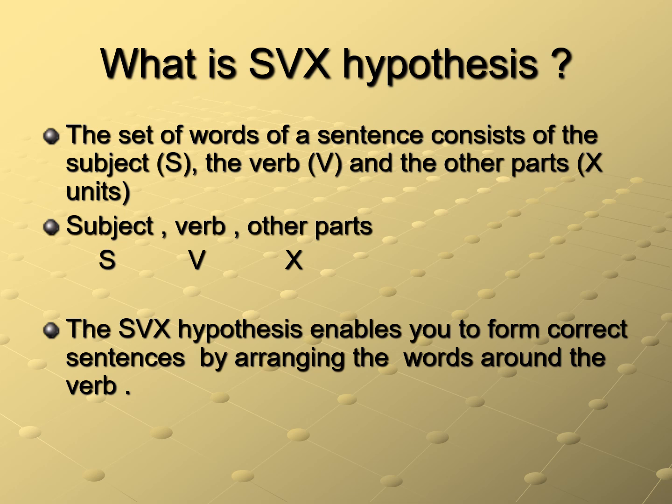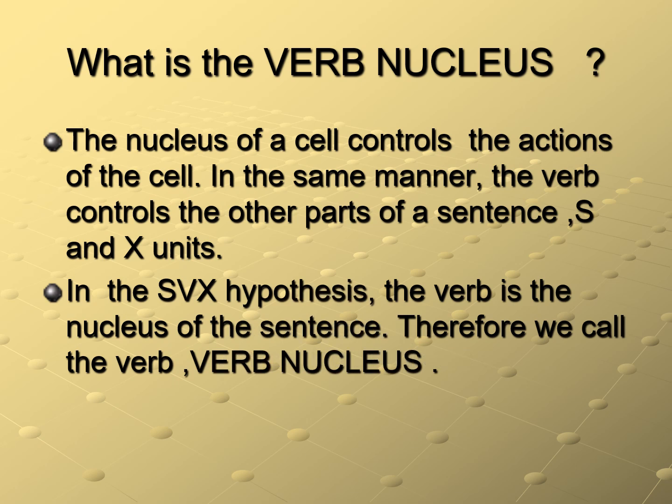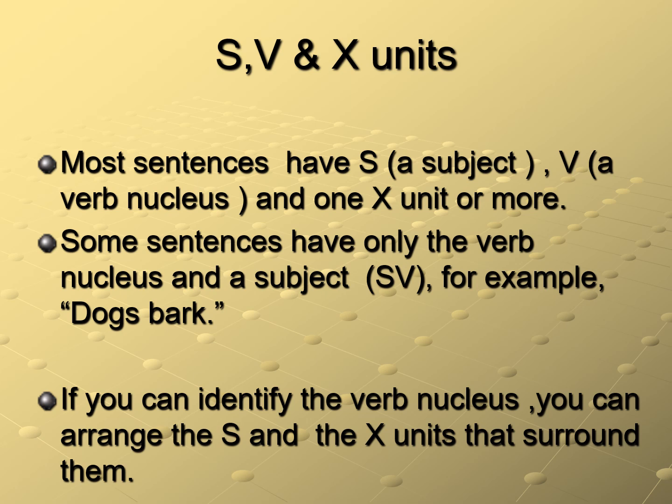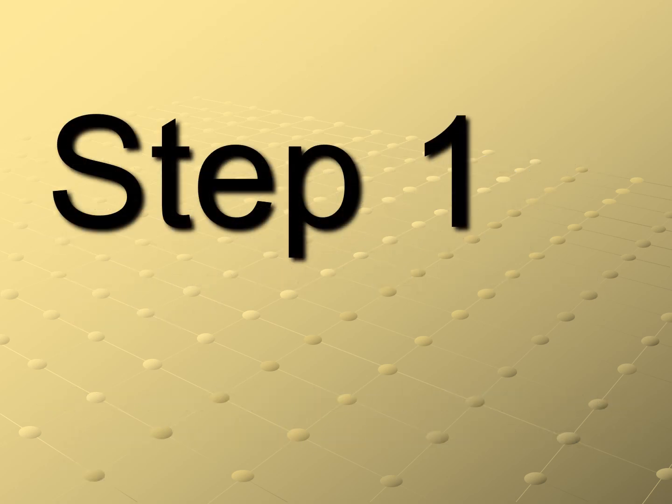Now, after you learn how to use the computer color chart, we will describe how to explain English sentence structure formation with the help of the verb nucleus concept and the SVXY hypothesis. The verb nucleus concept is an innovative concept which explains, similar to a cell and its nucleus, how the verb acts as the center of any sentence. And the SVX hypothesis is based on S equals S plus V plus X, to show that the verb nucleus is surrounded by the subject unit and X units, and later Y units, which are called adverbs.